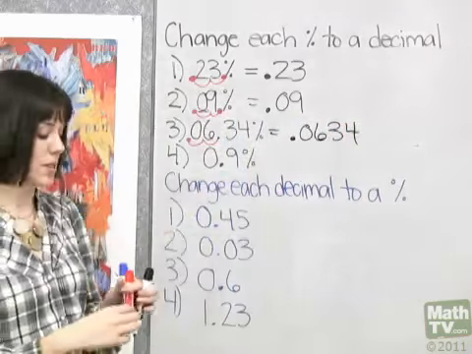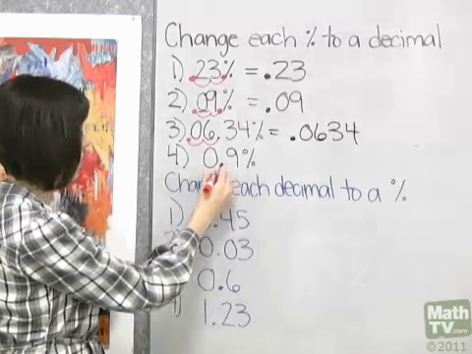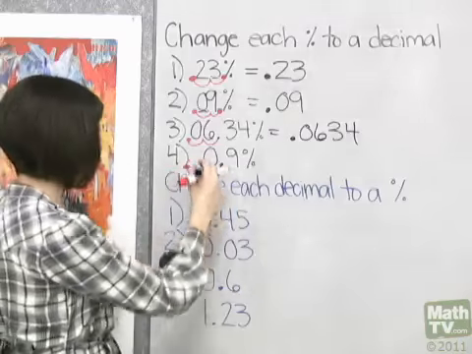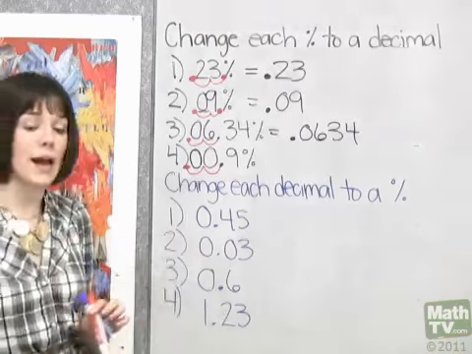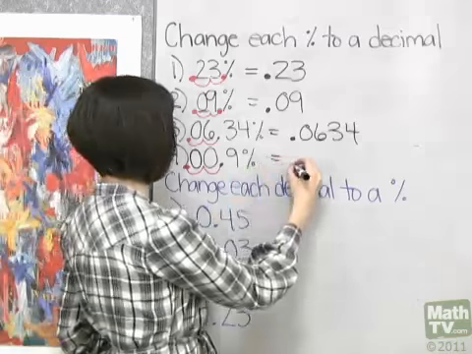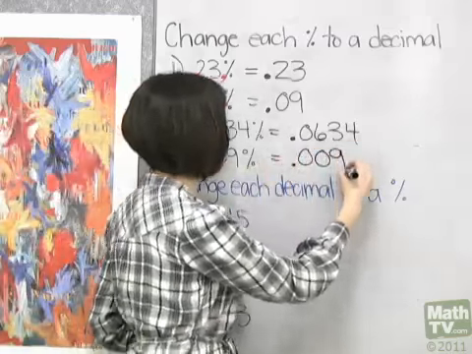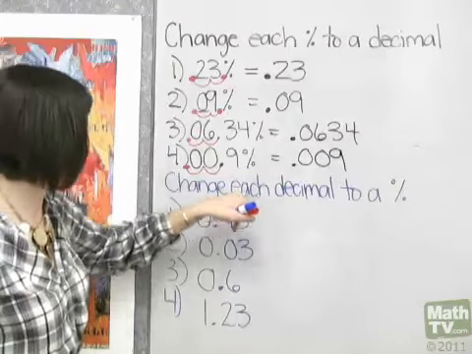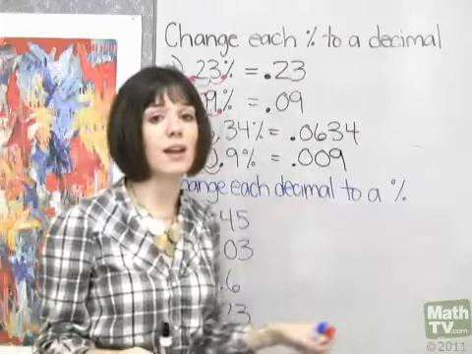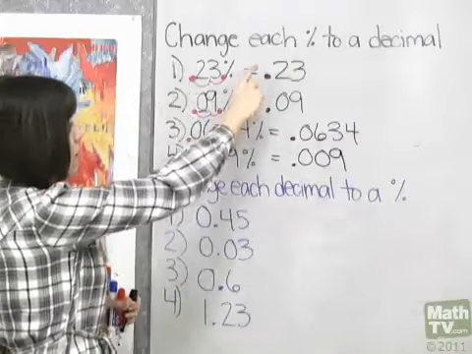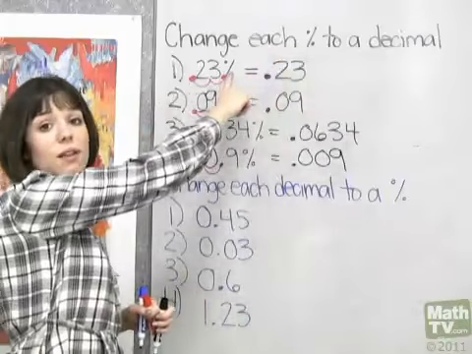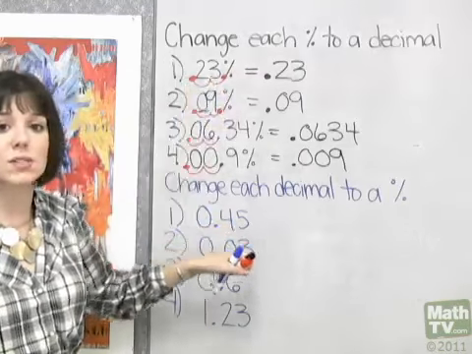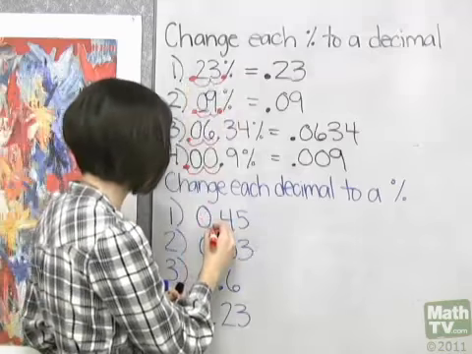And then 0.9%, here's our decimal. Let's move it to the left 2 places. Again, there isn't a number there, so we need to add a 0. So 0.9% equals 0.009. So let's do the opposite now. Change each decimal to a percent. So when we're going from percent to a decimal, we moved the decimal to the left 2 places. Here we want to move the decimal to the right 2 places. So we're doing the opposite.